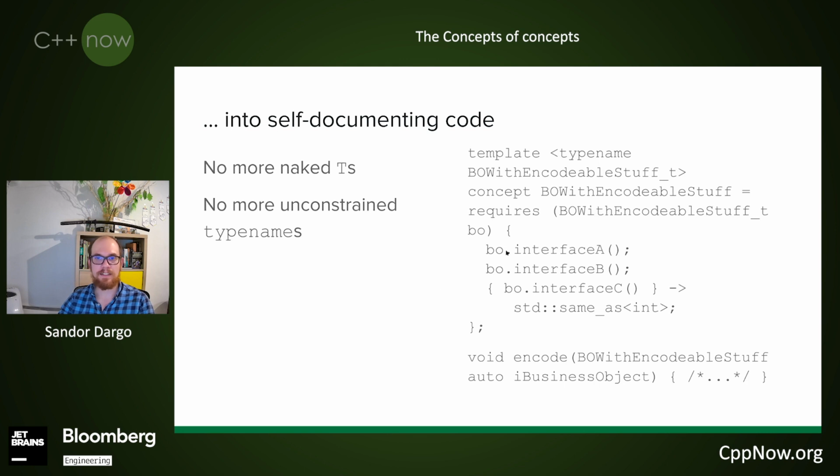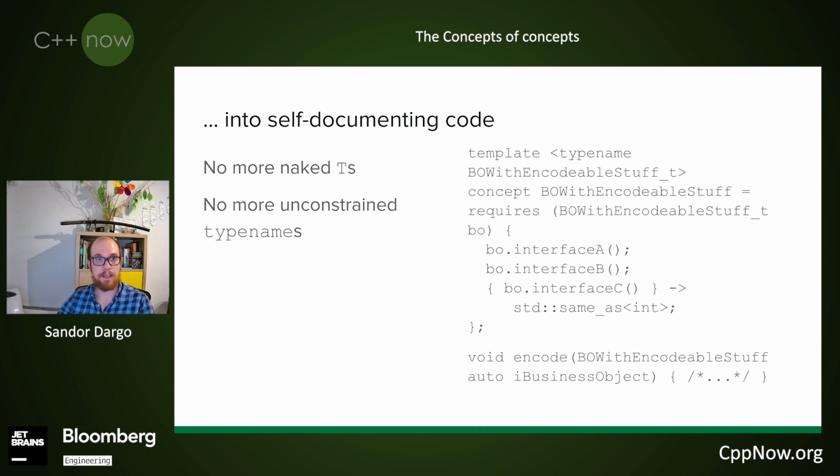So in this example, we define a concept. BO means here business object. I just wanted to abbreviate for the sake of fitting to the slide. And you create this concept. So it's a business object with some encodable stuff. And you can require your interface here. So you say that this BO should have an interface A, should have an interface B, it should have an interface C that must return some type. And then you can use whatever way of using concepts with your template functions. In this case, we just use these abbreviated function templates.